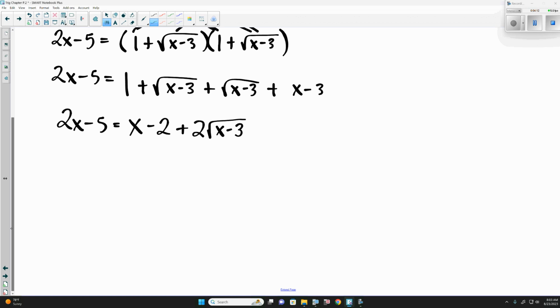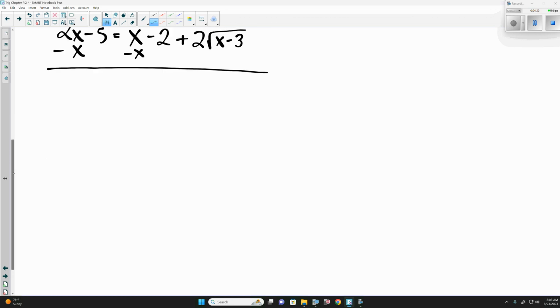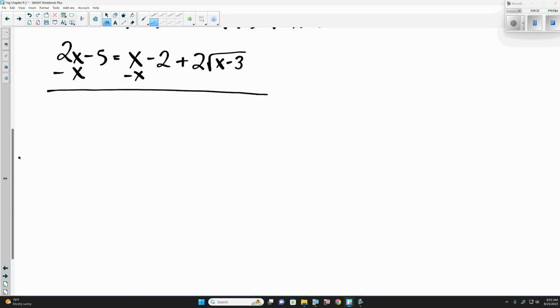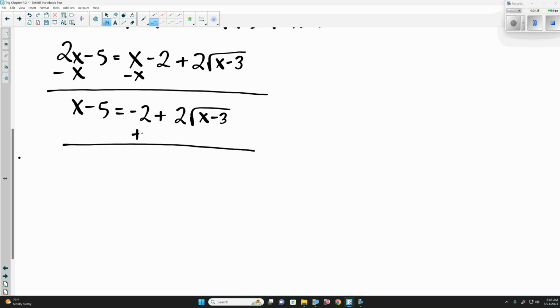So the first thing we can do is subtract x from both sides. When we subtract the x from both sides, we get x minus 5 equals negative 2 plus 2 square root of x minus 3. Next thing we can do is add 2 to both sides. Minus x minus 3 is equal to 2 square root of x minus 3.